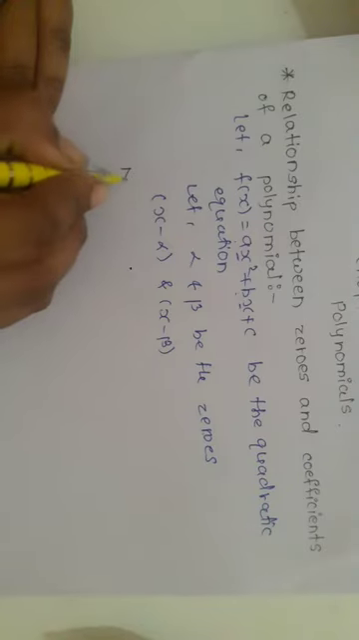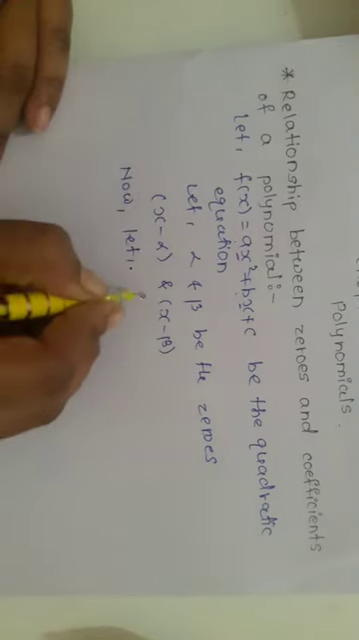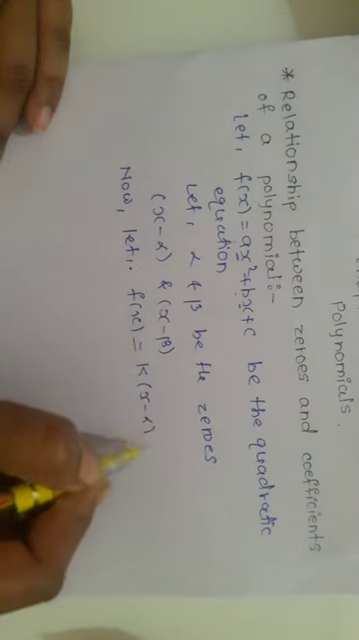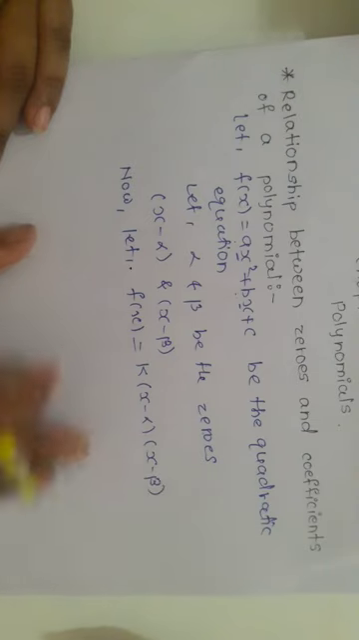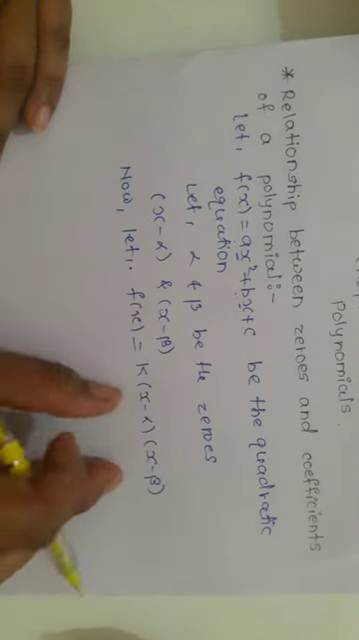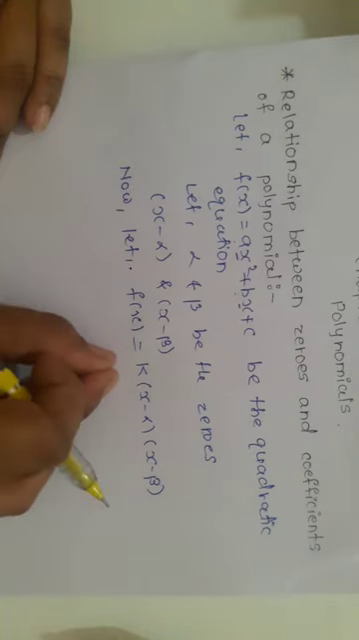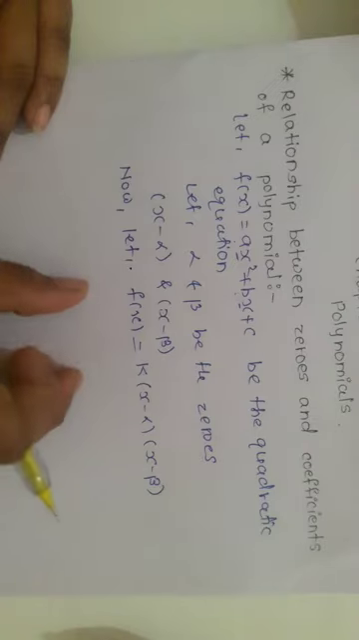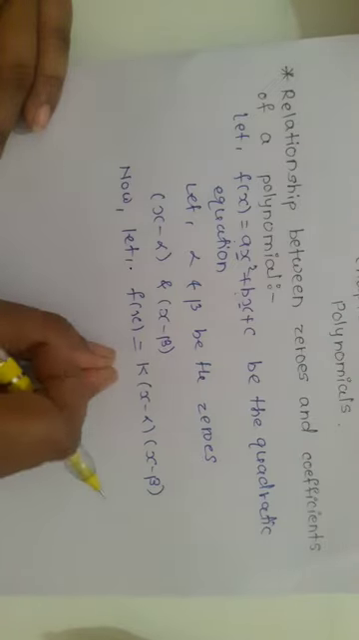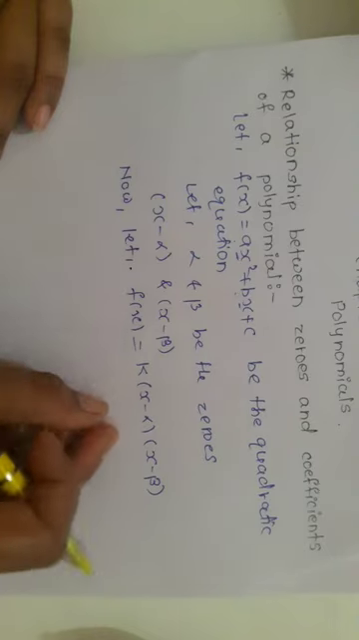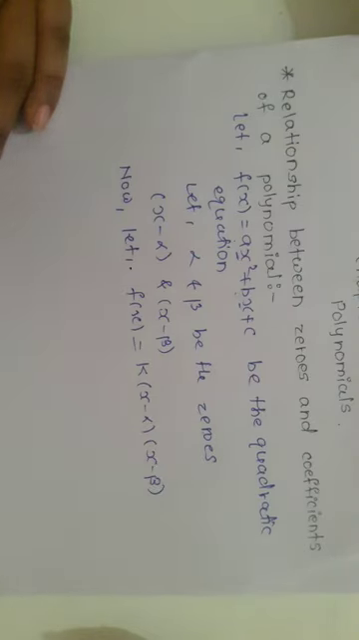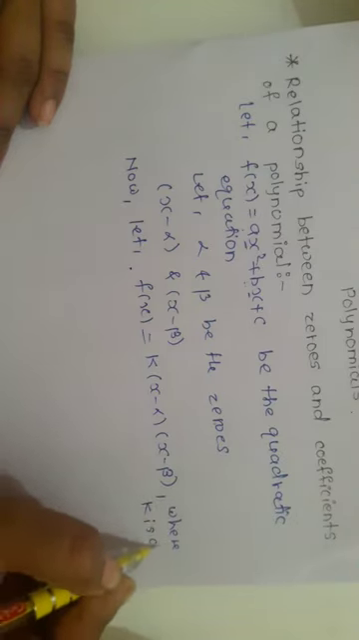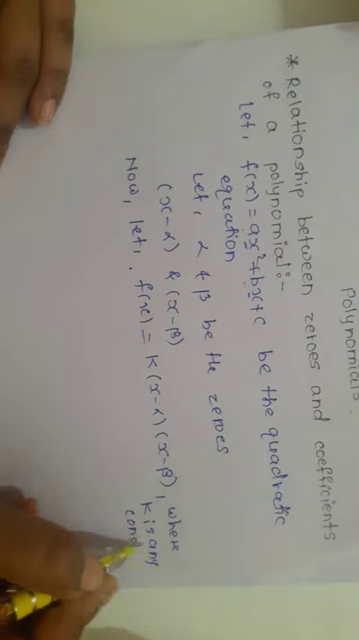Now let f of x is equal to k into x minus alpha into x minus beta. So x minus alpha and x minus beta are the factors of this quadratic polynomial f of x, and k is a constant term. So how can we write this f of x then? After finding the zeros, we can write it as k into x minus alpha into x minus beta, where k is any constant.